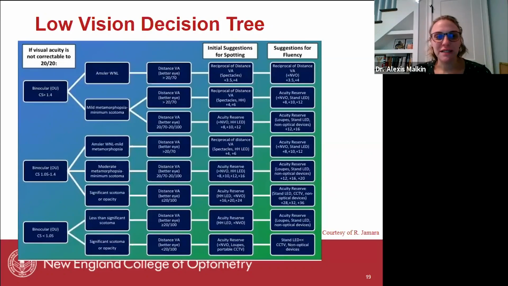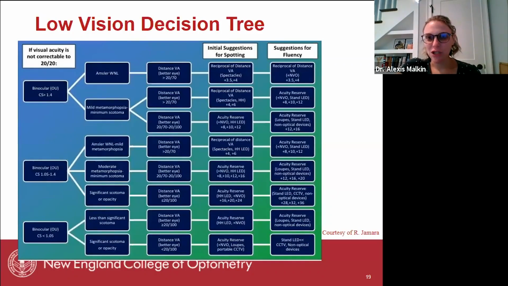This is the low vision decision tree that was developed by a colleague of mine, Dr. Rich Jamara. And I think it really breaks it down for a new practitioner. The first thing he does is say, we kind of assume the vision is not correctable to 20/20. The next step he asks about is, what is the contrast sensitivity? Then we go into, are there scotomas or metamorphopsia? Then we go back to that acuity number. So really emphasizing that acuity is one tiny component of the whole picture. And he goes through some initial suggestions for spotting and for fluent reading.